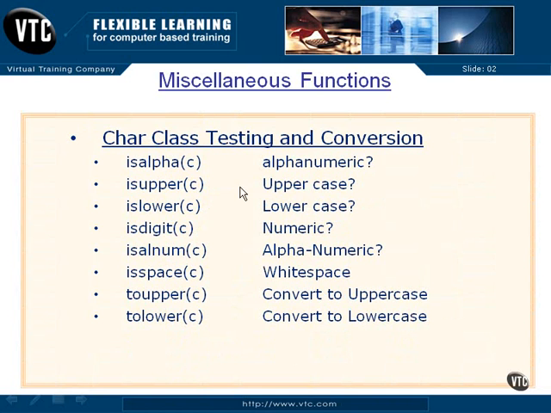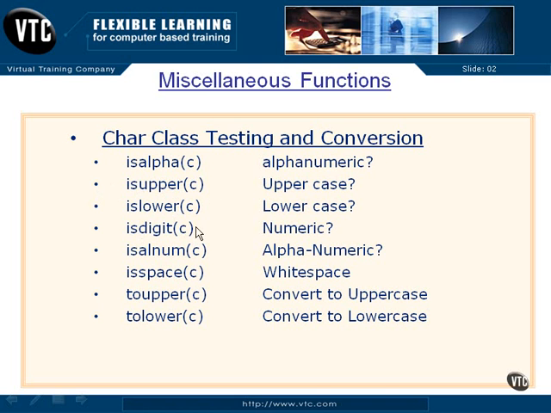Here's some character class testing and conversion. We've already used one of these, tolower, in our lower program earlier, where we converted to lowercase. But these are all tests, and they return 0 for false, or a positive value for true. True and false, just like we had before, non-0 and 0 for false. So we can test, these are all characters. We can test a single character to see if it is alphabetic by calling isalpha. We can test to see if it's an uppercase character by isupper, which will return true if it is and 0 if it is not.